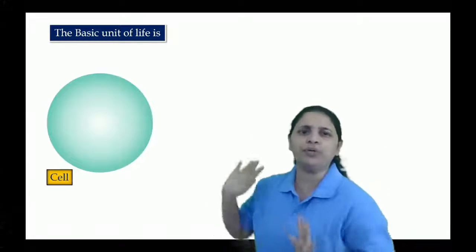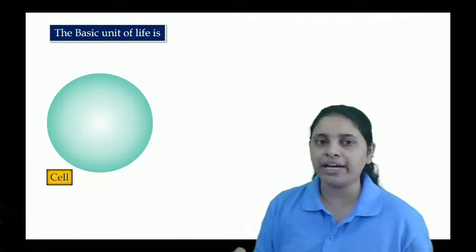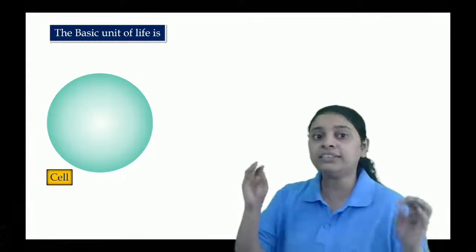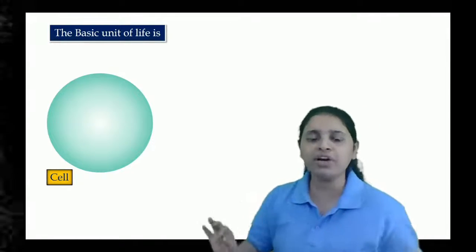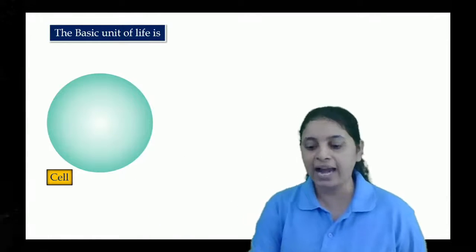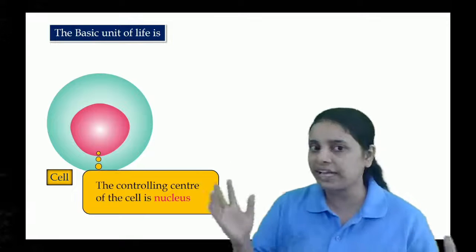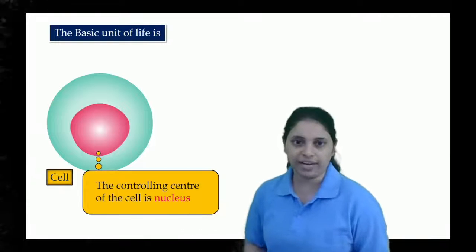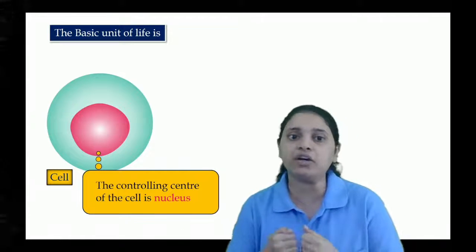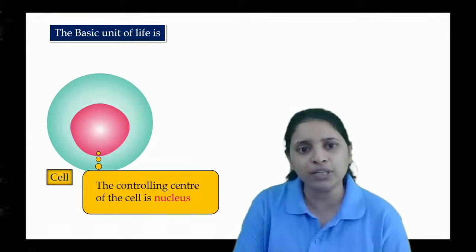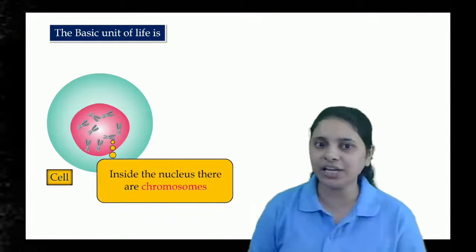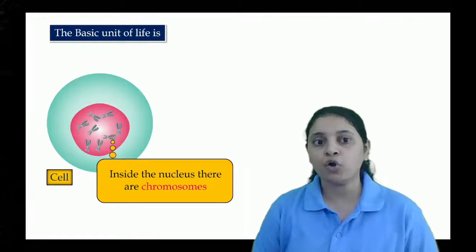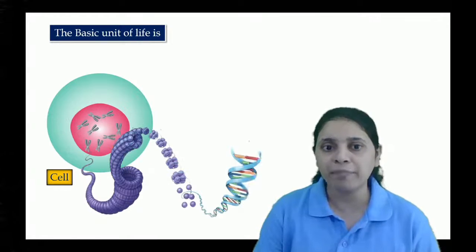Let's start with the basic unit first. When you take any organism, prokaryotic, eukaryote, plants, animals, any organism, what is the basic unit of life? All living organisms are made up of cells, and inside the cells we have different cell organelles, जिसमें से सबसे important कौन सा होगा? We have the nucleus, right? It is basically the controlling center of the cell. Why is the nucleus the controlling center? Because inside the nucleus we have chromosomes which have the genetic information. Chromosomes are ultimately made up of DNA.